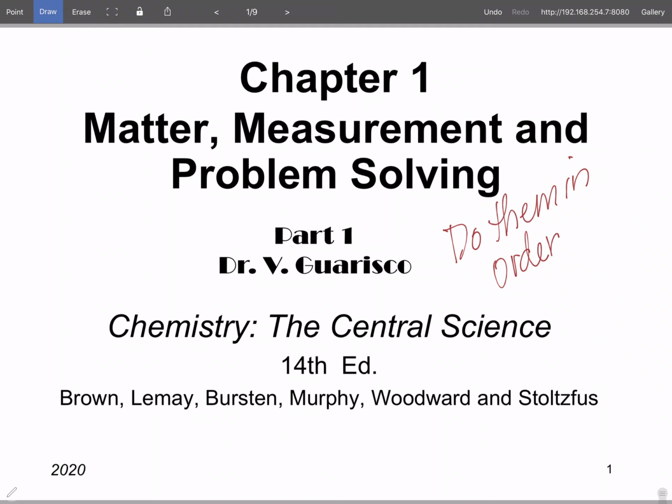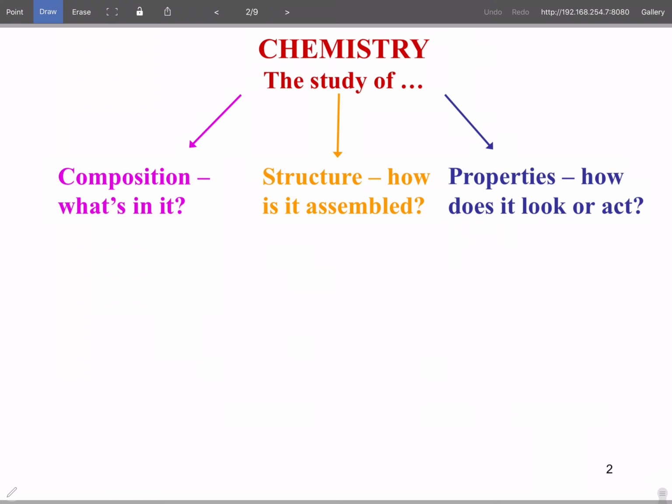All right, so we're going to start chapter 1, matter, measurement, and problem solving. And again, some of this stuff should seem very familiar to some of you, but I'm assuming that some of you might not have touched anything at all, and I'm making sure we're all on a level playing field. So you're like, yeah, I know that. Fine. Make sure you know it, because we're going to go through it in depth.